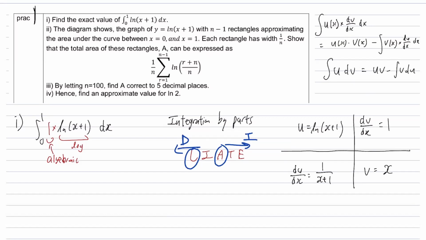Then what's the final answer? You'll be uv minus integral v du. So in that case, it will be uv, which is x times ln of x plus 1. What's missing? Square bracket 0, 1. The limits. Don't forget, this is a definite integral. Then minus, not plus, it's a minus. Integral v du, which is x multiplied by 1 over x plus 1 dx from 0 to 1.